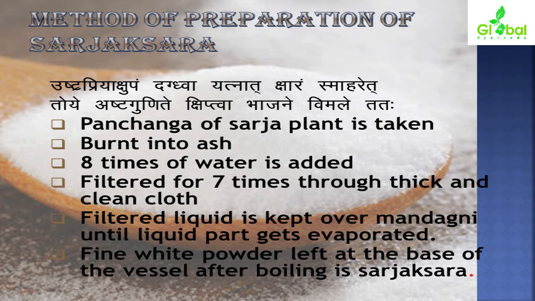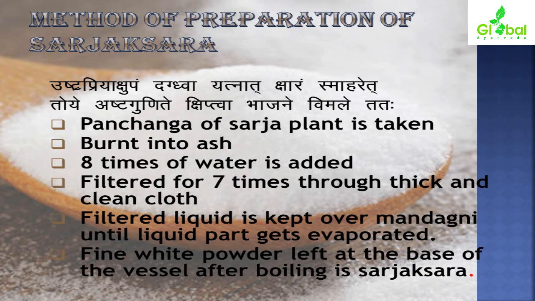As per Rasatarangini, it is called Ushtrapriya. It is collected from the plant Ushtrapriya, which is botanically identified as Fagonia arabica. It is burned into white ashes and afterwards, like the general method of preparation, dissolved and boiled to prepare this Sarja Kshara. The method is explained in the classic as: Ushtrapriya Shubham Dagdhva Yatna Ksharam Samahare, Toye Ashtagunade Kshitva Bhajane Vimale Tadaha. It is as per the general method of preparation.